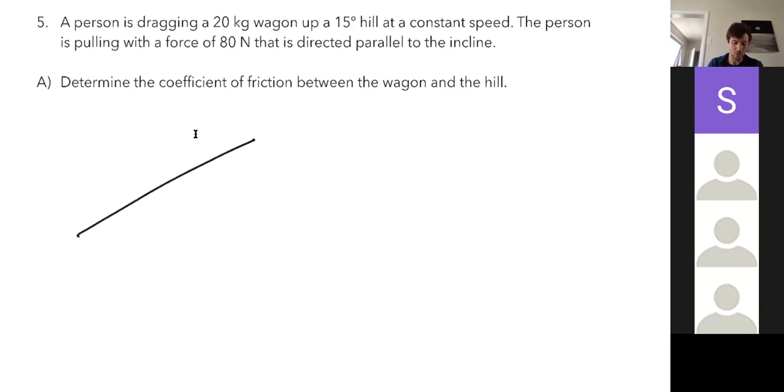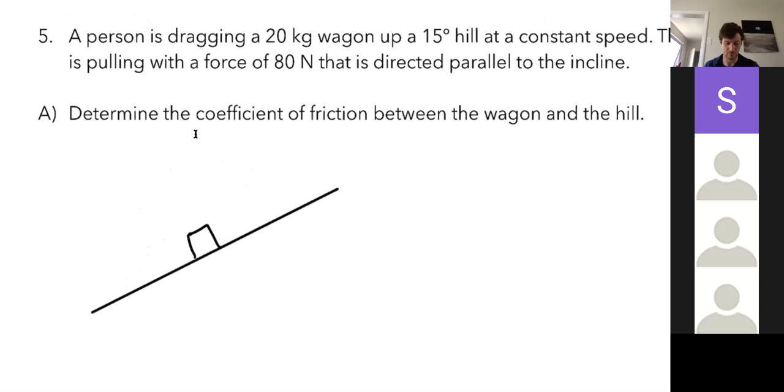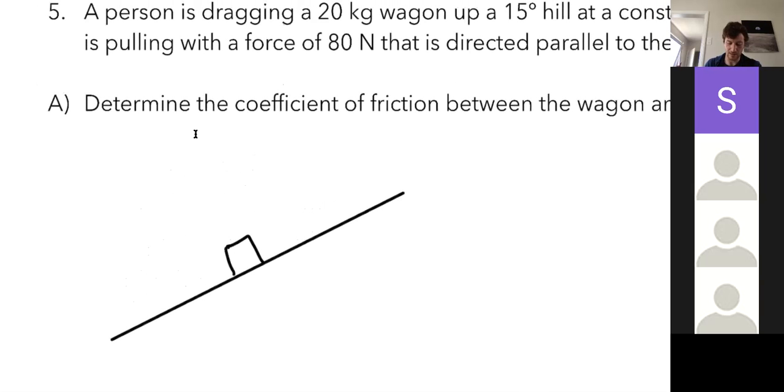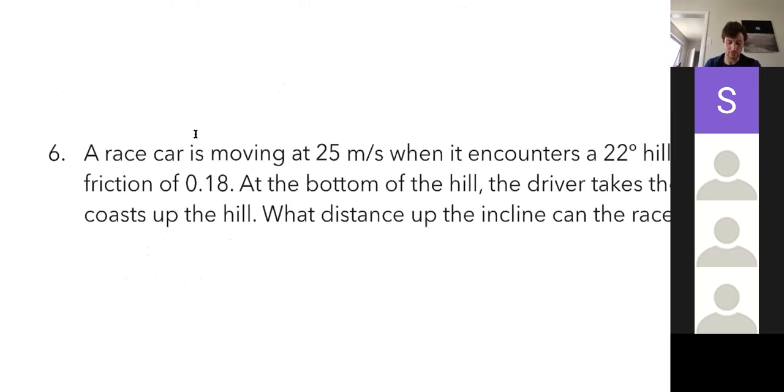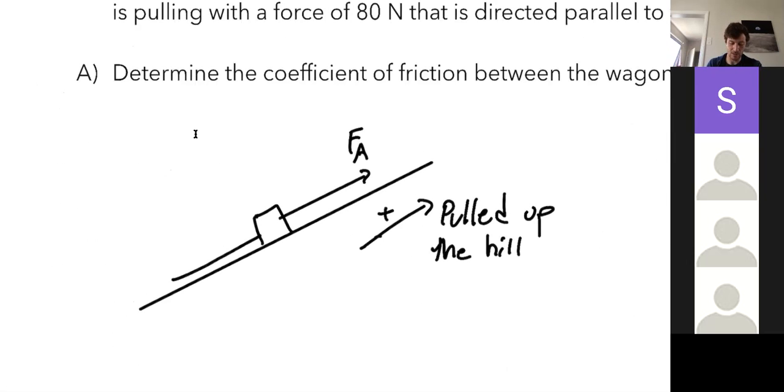So we've got our hill, like so, and we've got our wagon on the hill. Cool. Okay. Now, this thing is being pulled upwards, pulled up the hill, which means we probably want to make up as positive because we are moving up the hill. So if we're moving up the hill, we need to have some type of applied force that is going to get us up the hill. Okay. Now, if it's going up the hill, that means that the force of friction is going to go down the hill.